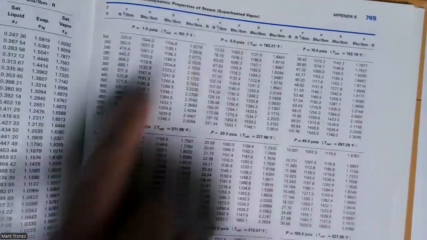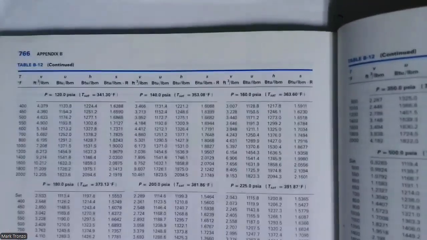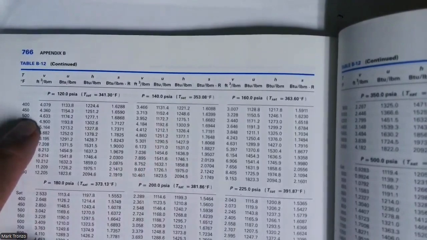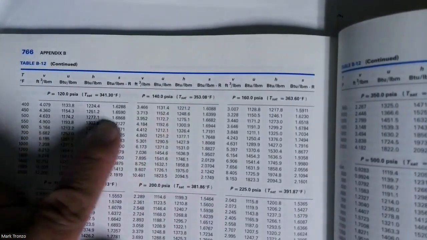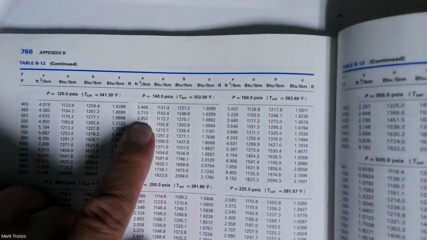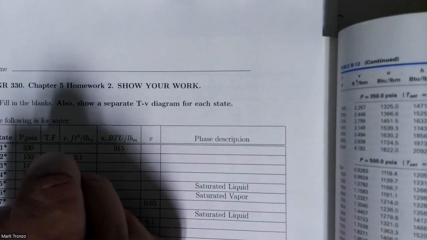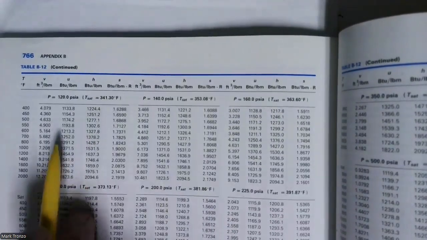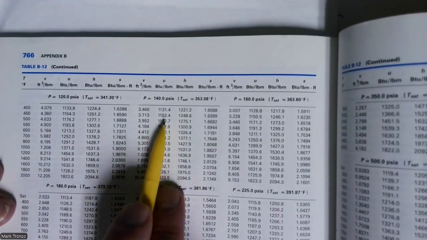So now we go over in the superheated table and look up 140 psia. And that's this over here. And we look up our temperature, which I just said was 500 degrees. So look, 140 psi, 500 degrees, and we can go right over here and find all the properties that we need. The specific volume is 3.952. The internal energy, again at 500 degrees and 140, is 1172.7.